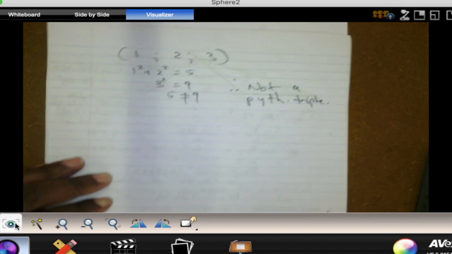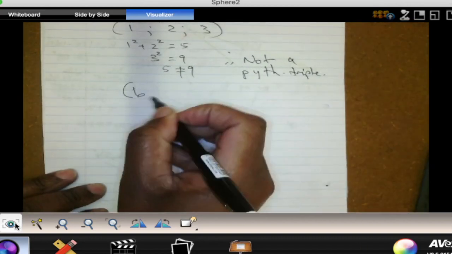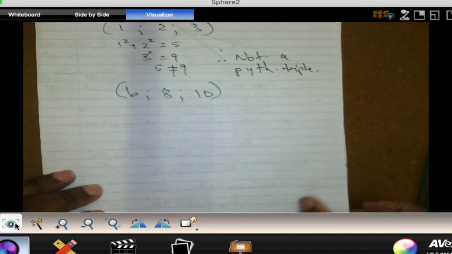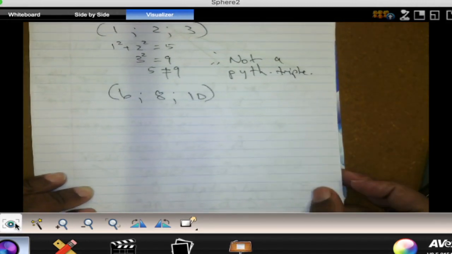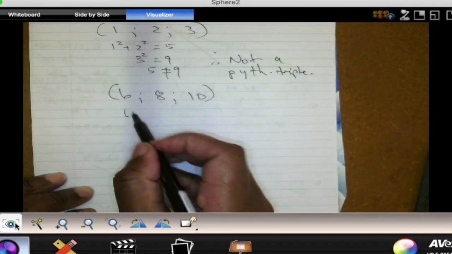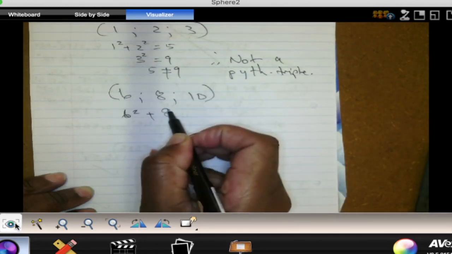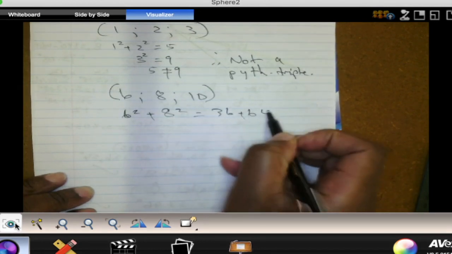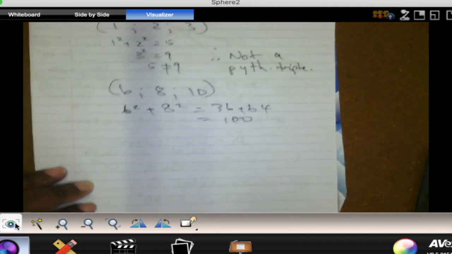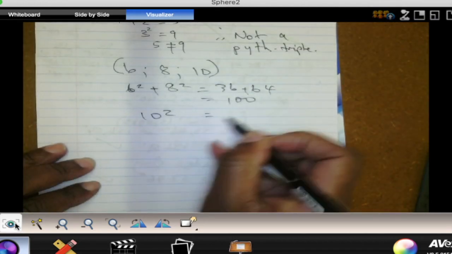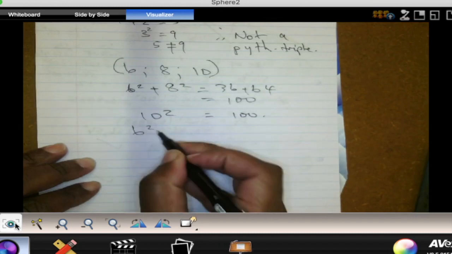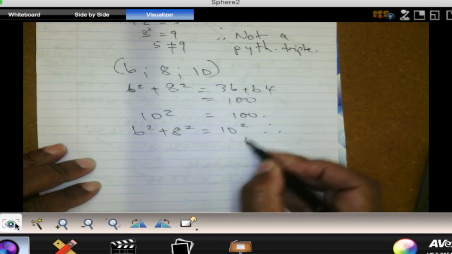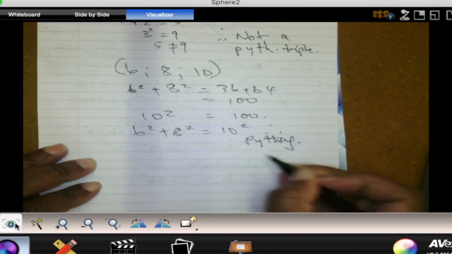Okay, good. What about, I want you to check this one, 6, 8, 10. Is 6, 8, 10 a Pythagorean triple? It is. Okay, what did you do? You said 6 squared plus 8 squared. What is 6 squared plus 8 squared? That is 36 plus 64, which is equal to 100, right? Then 10 squared is also equal to 100. So yeah, 6 squared plus 8 squared is equal to 10 squared. Therefore, this is a Pythagorean triple.